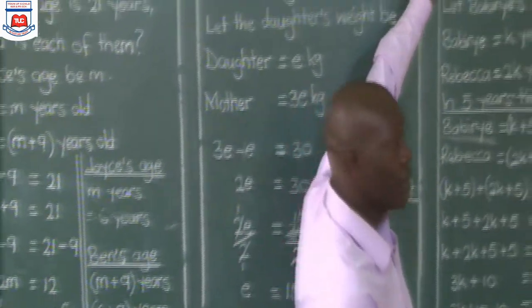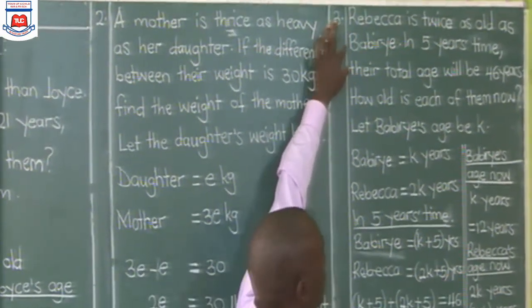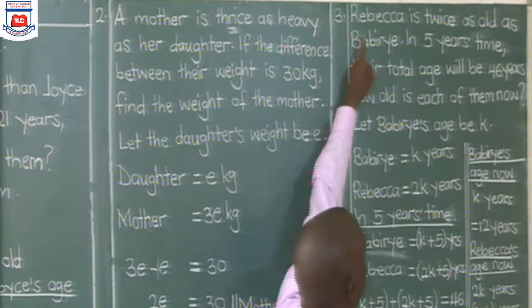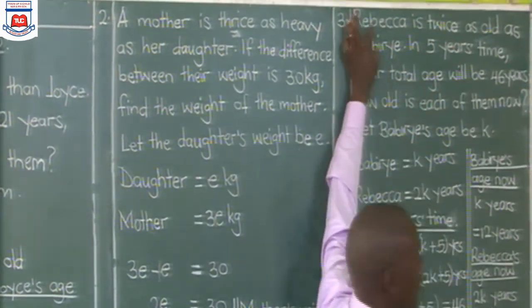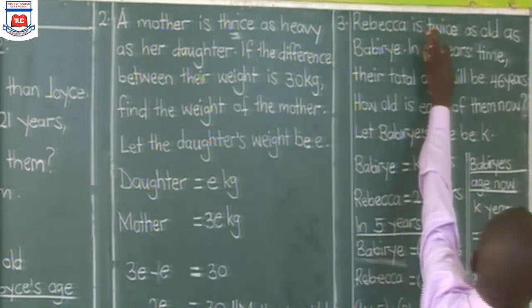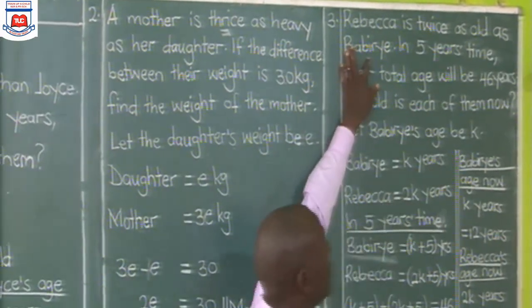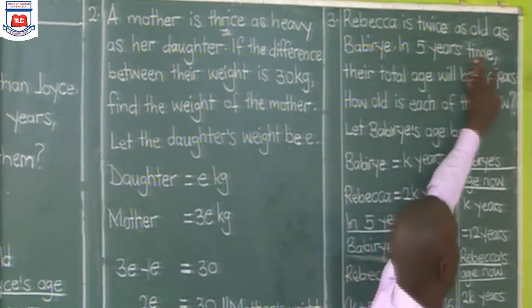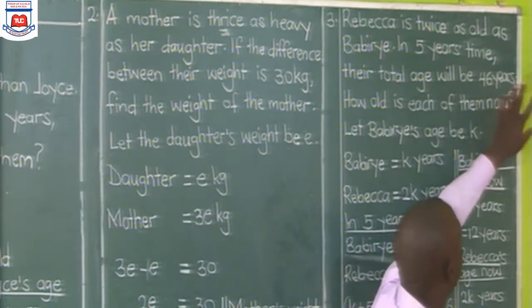We go to number 3. Example number 3 reads, Rebecca is twice as old as Bavirie. In 5 years' time, their total age will be 46 years.